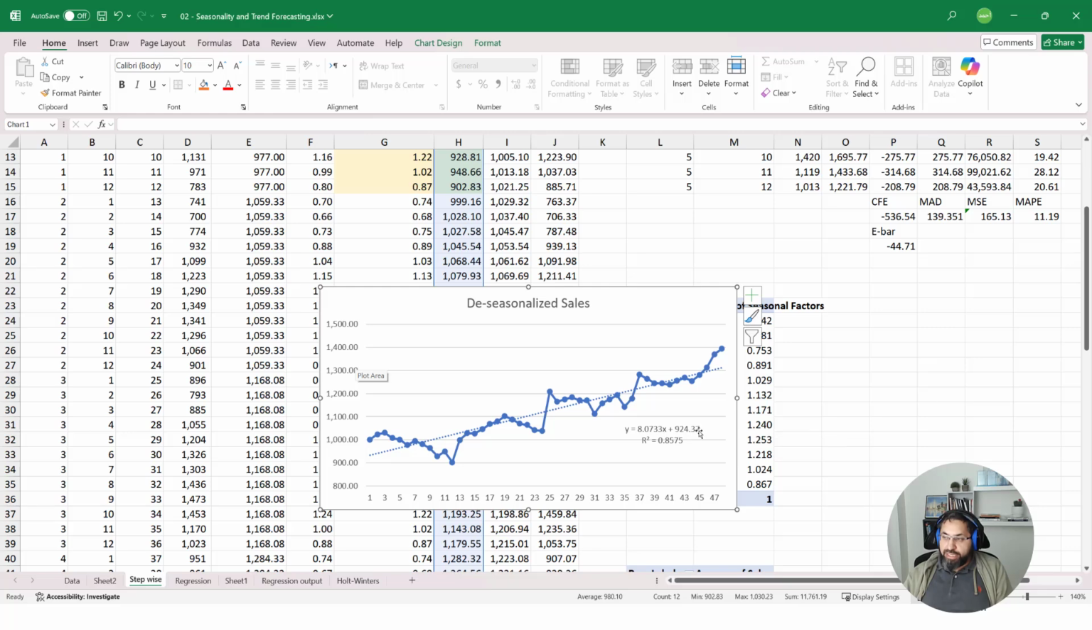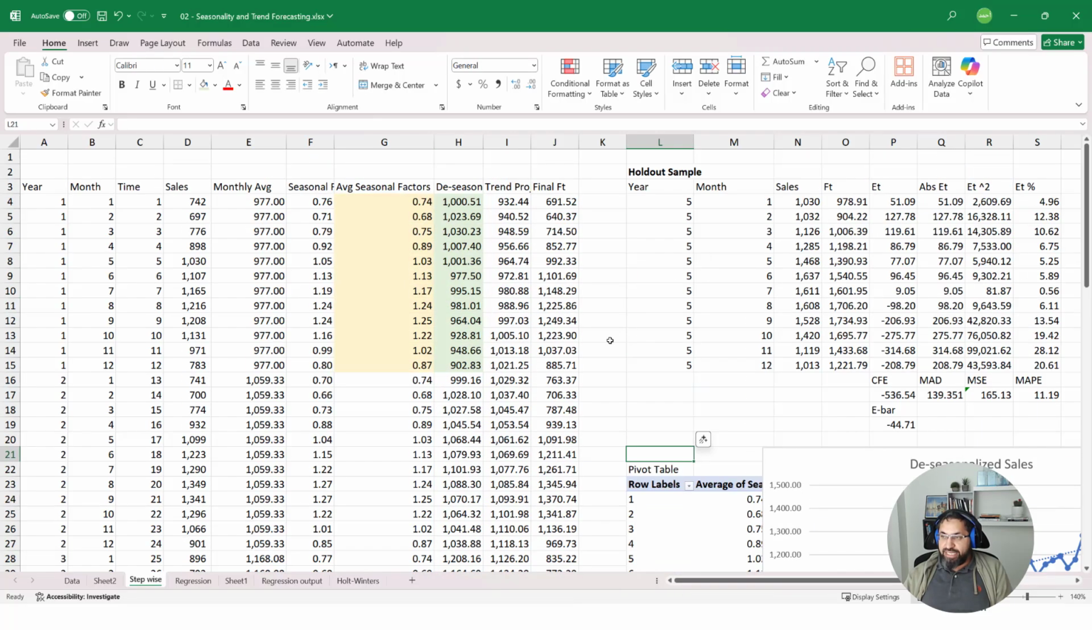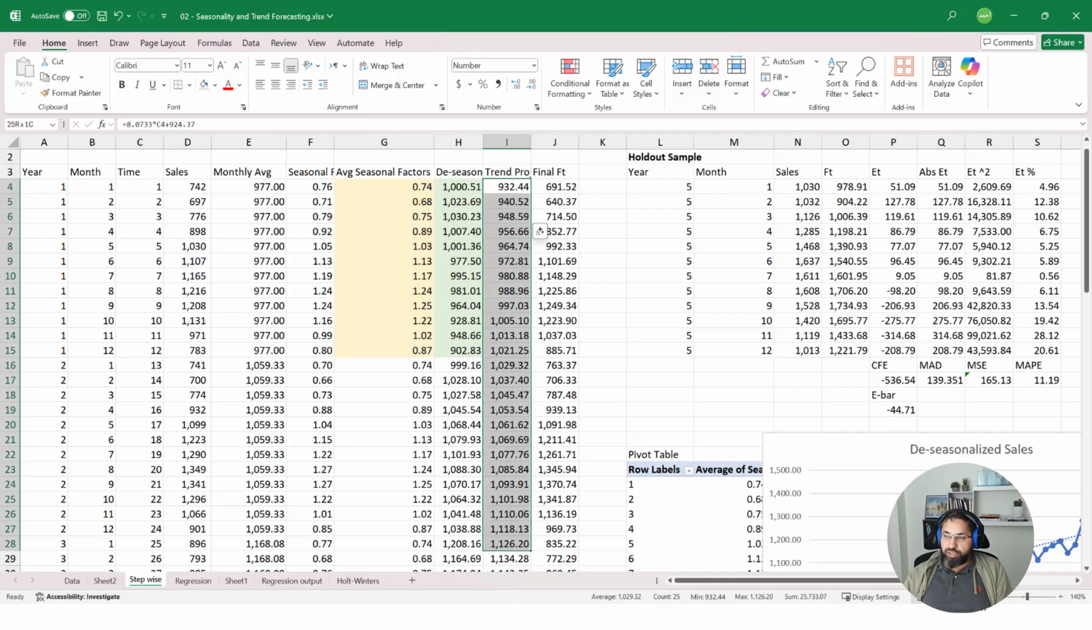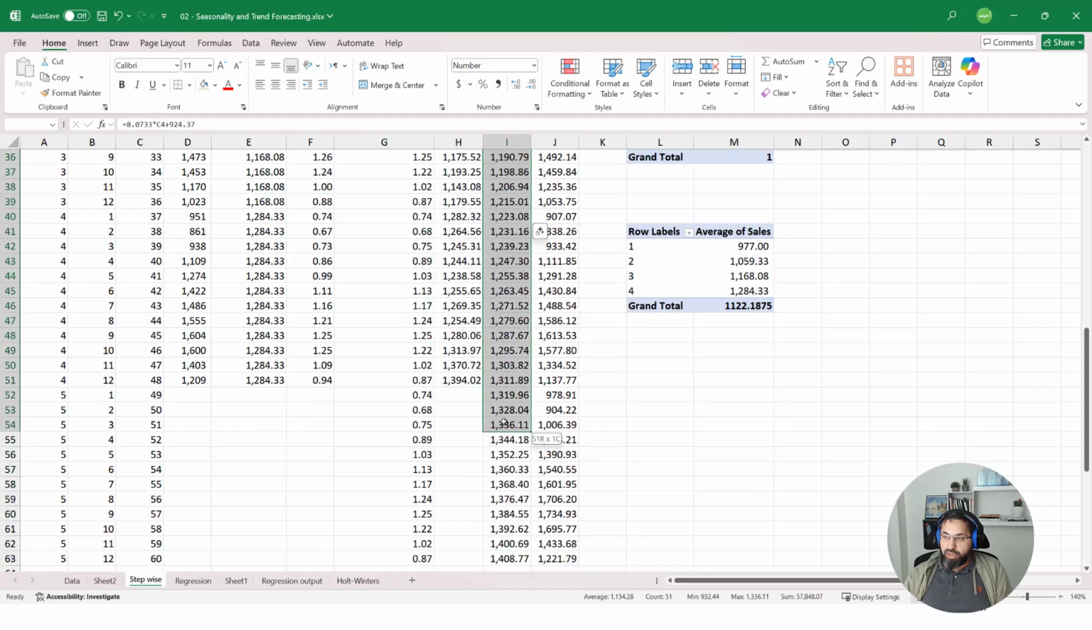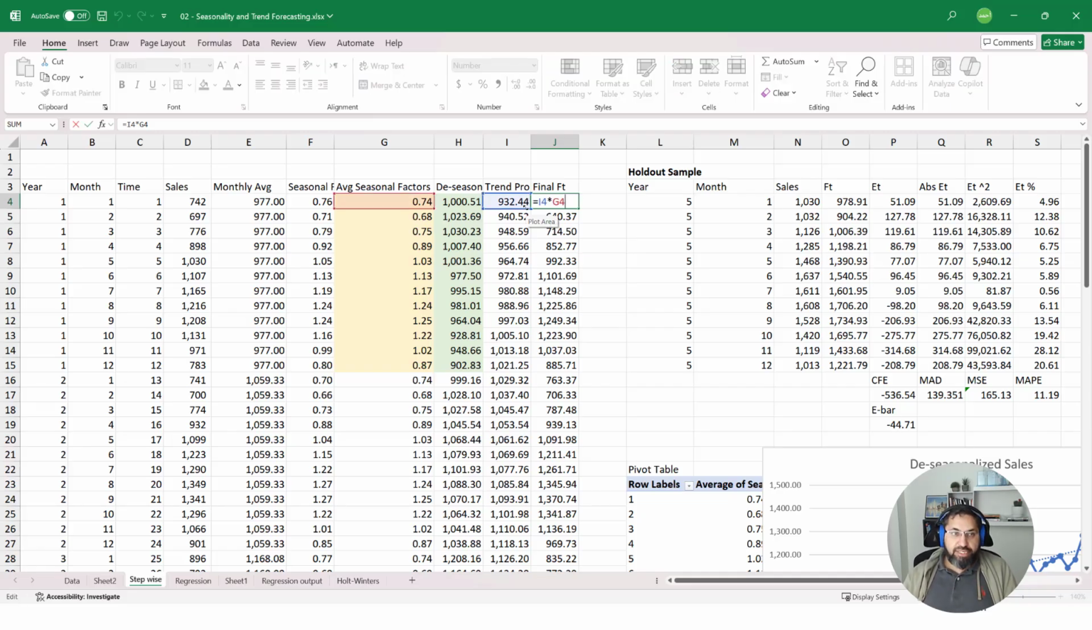So we can use this equation, B0 plus B1T, to estimate the trend. And then once we forecast the sales based on the trend, we can re-seasonalize the data. So the trend projection will be B0 plus B1T. You get the trend projection for all of the months. And then you simply multiply by the seasonal factors to introduce seasonality back into your data.